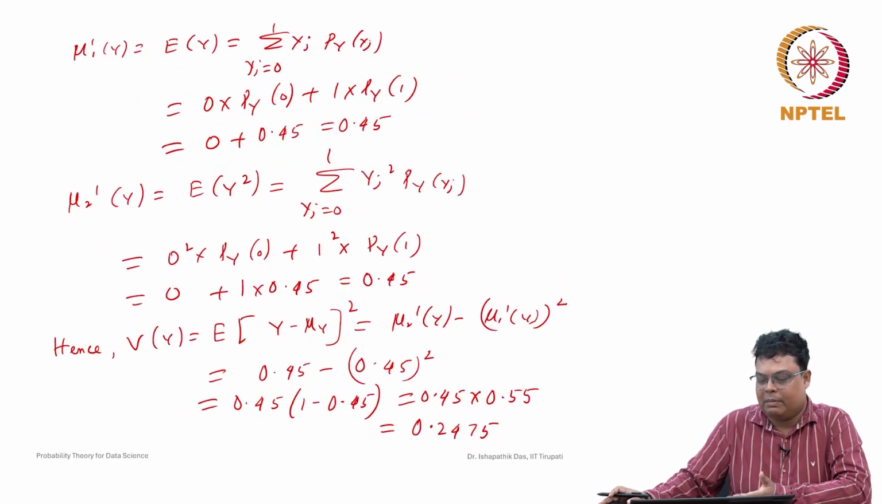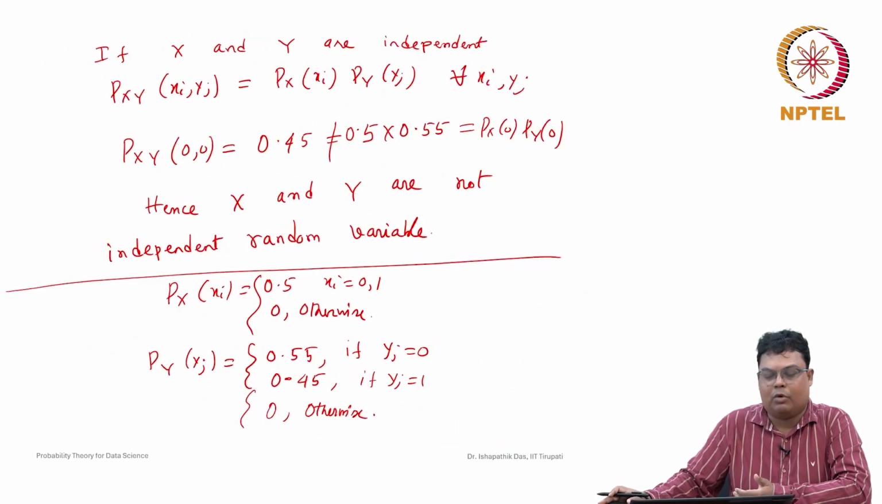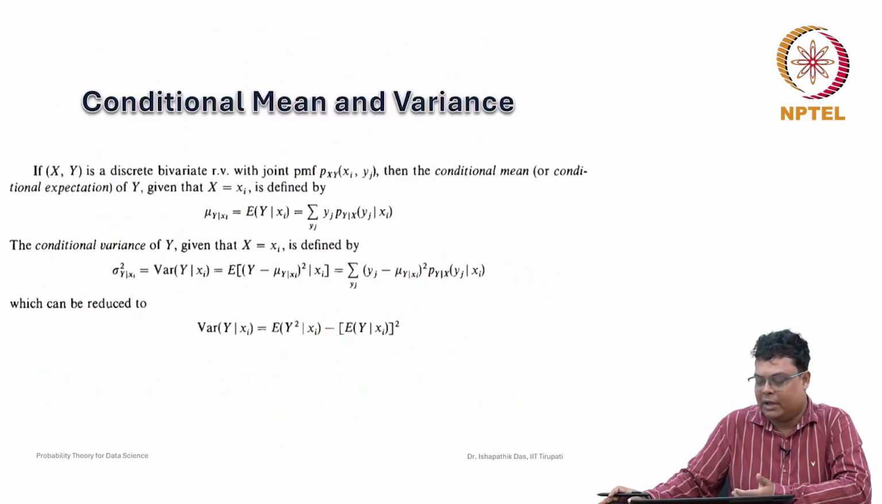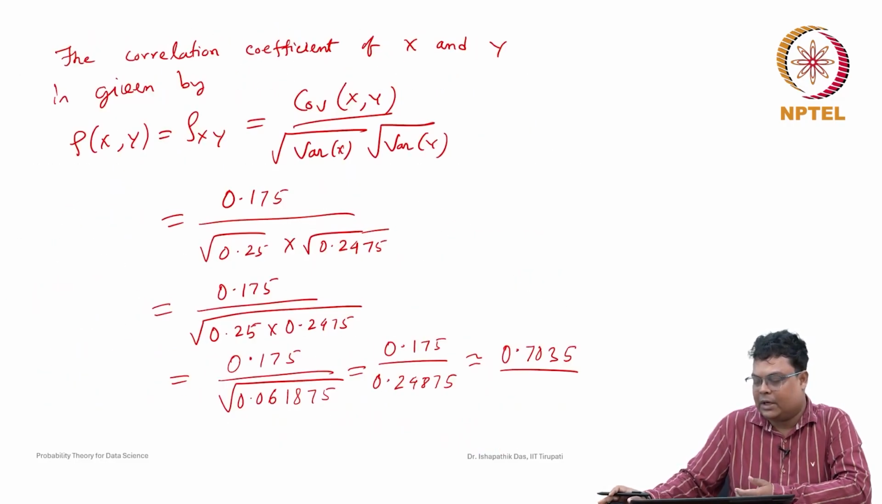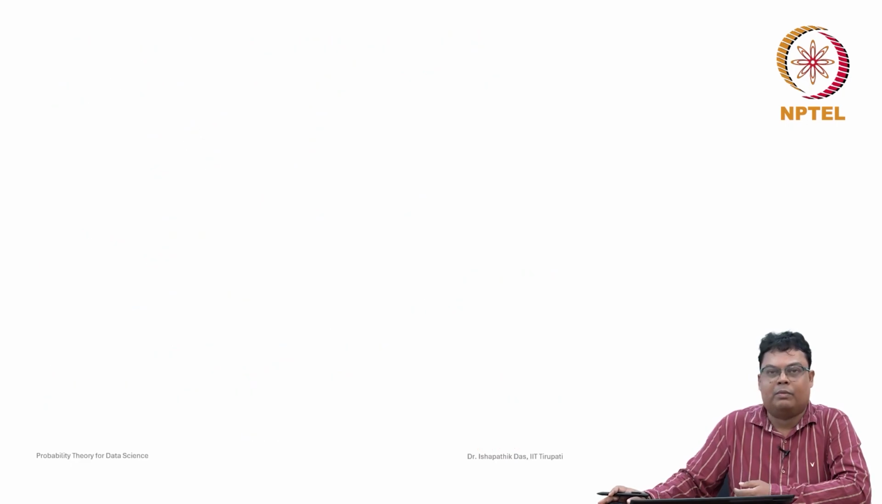Otherwise this is the method of finding the correlation coefficient. If this is correct, the correlation coefficient is positive. Whenever the correlation coefficient is positive, we say that x and y are positively correlated. If it is negative, we say x and y are negatively correlated. And if it is close to 0, we say x and y are uncorrelated. So this is the concept of covariance and correlation coefficient and its interpretation. I hope you followed it and understood it very clearly.